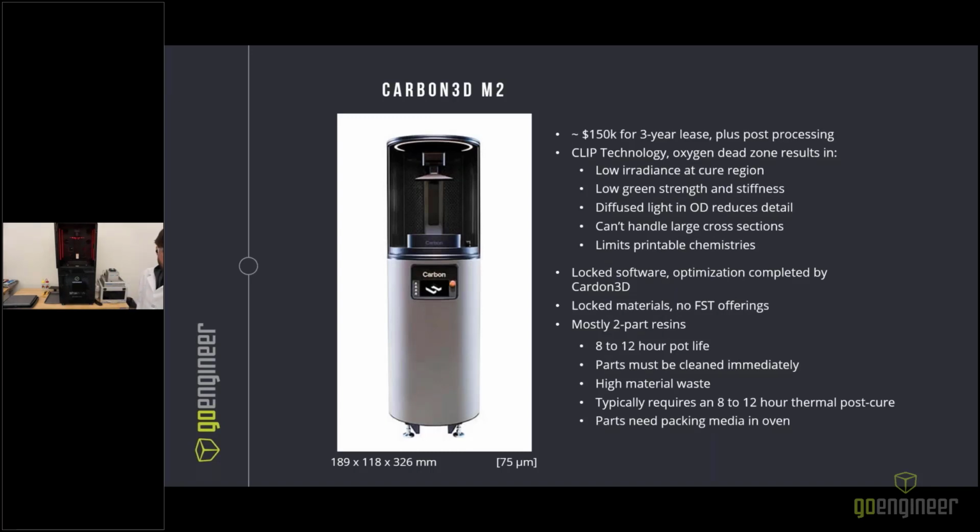Looking at Carbon, they recently released their M2. This follows a 3-year lease model only. So if you lease the machine, you do not actually own the machine, making it a much higher cost of ownership. The Carbon uses CLIP, which enables an oxygen dead zone below the printing membrane. Oxygen will penetrate through into the resin, leaving a dead zone where the resin is unable to cure.